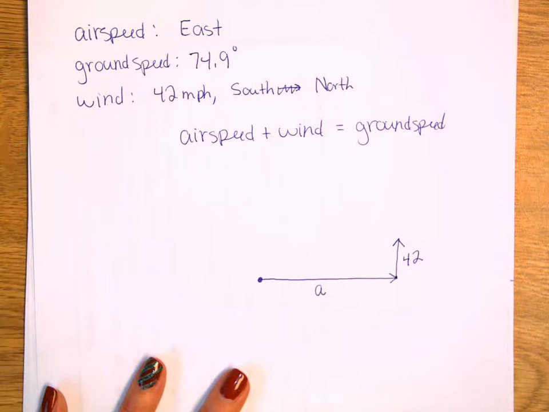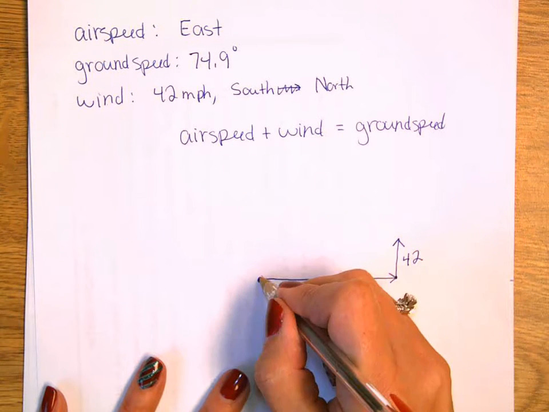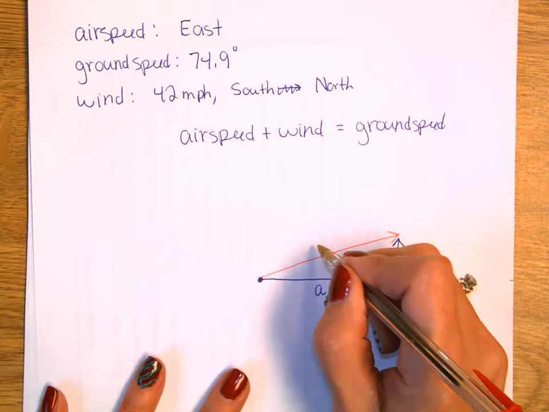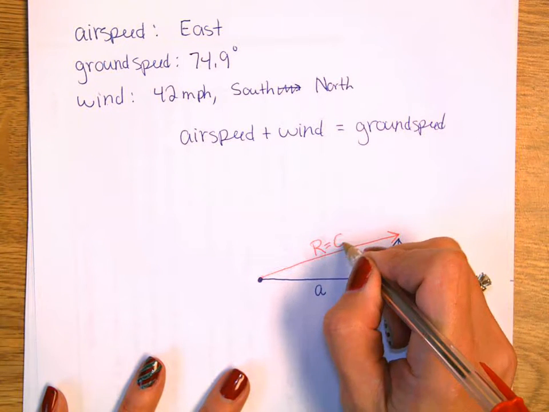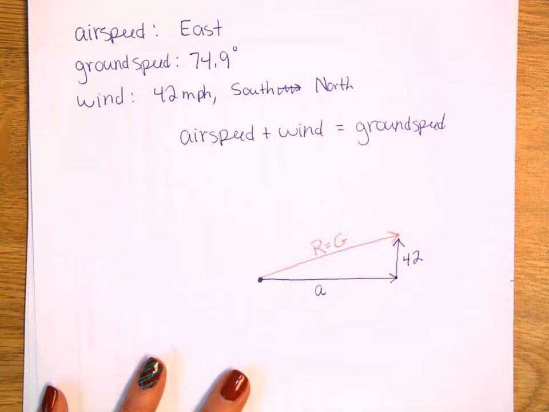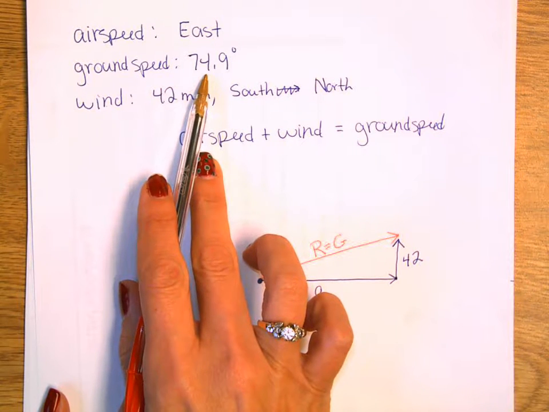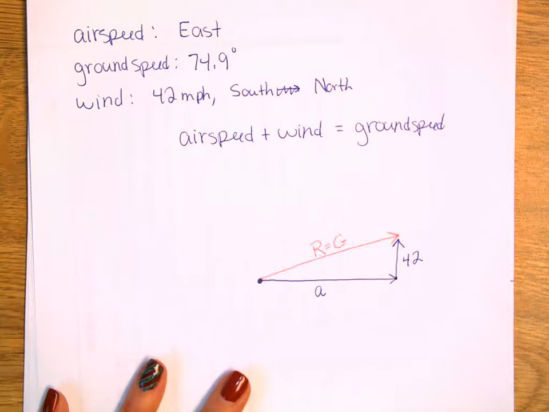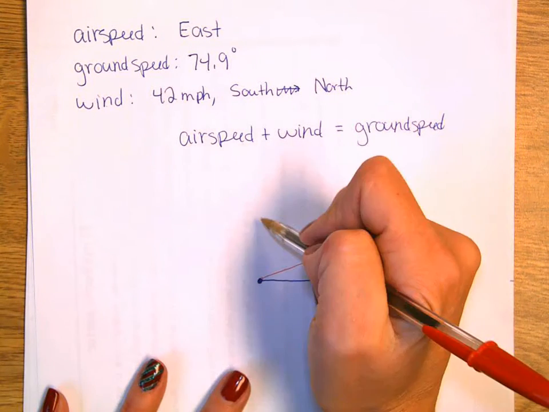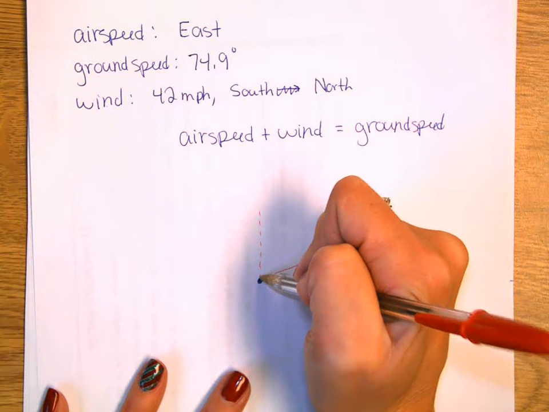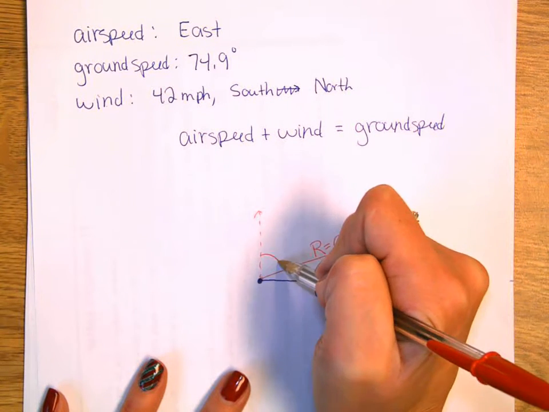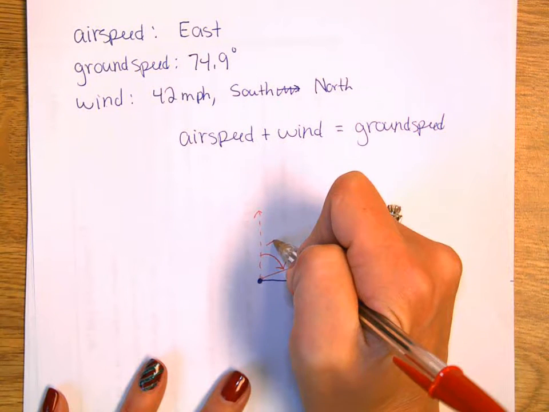Okay, so when I add those two together, that means I started here and I finished over here. This is my resultant, this is my ground speed vector, G for ground speed. R for resultant, G for ground speed, they're the same thing. What do I know about that ground speed vector? It's at a direction of 74.9. These are bearings. If you're a pilot, you deal in bearings. So what would I need to add to this picture to show that 74.9? I need a dotted line north to show that this plane is actually on a bearing of 74.9 degrees.